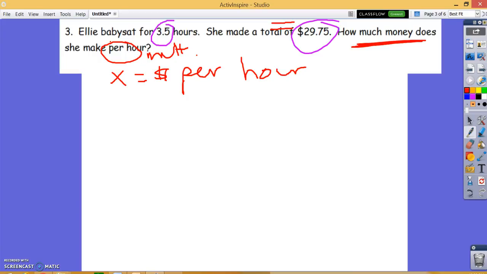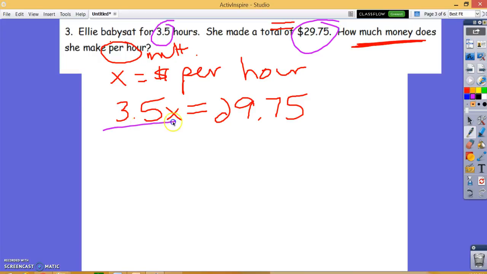She is babysitting for 3.5 hours, and she makes something per hour. So that is multiply right there. 3.5 times x, 3.5x. She makes a total, which means equals. Makes a total of $29.75. Okay, now, I have my equation set up. I'm going to need to solve, so I will show that I'm dividing both sides by 3.5. 3.5 divided by 3.5 is 1, so it gets x equals.